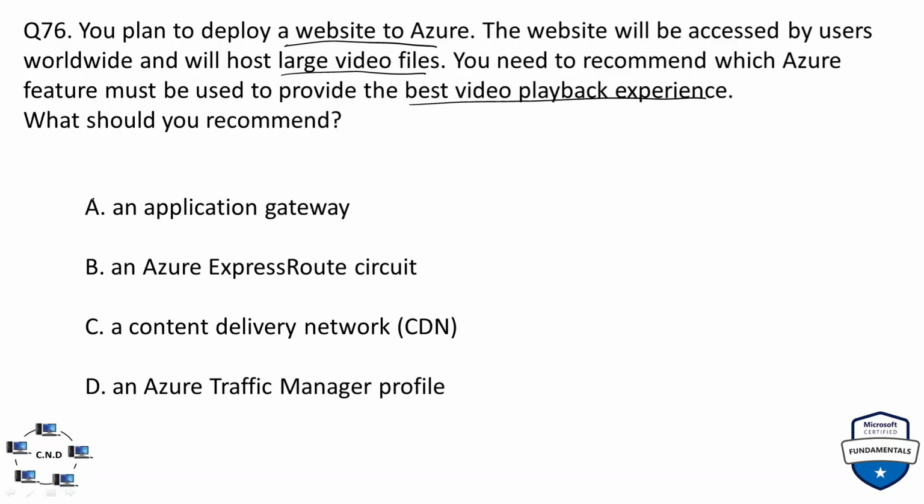What should you recommend? And the options are option A, an application gateway. Option B, an Azure ExpressRoute circuit. Option C, a content delivery network, that is CDN. And option D, an Azure Traffic Manager profile. And the correct option is the content delivery network.